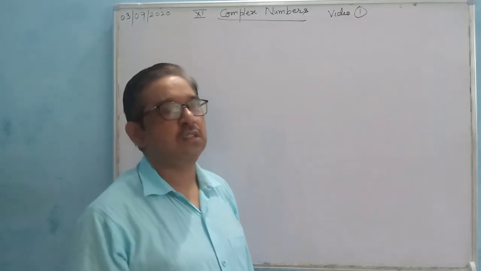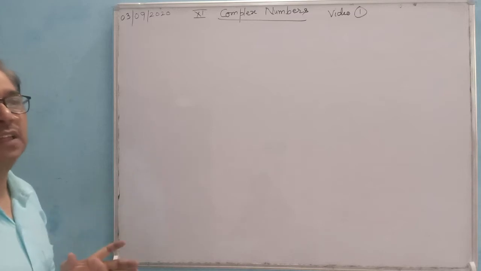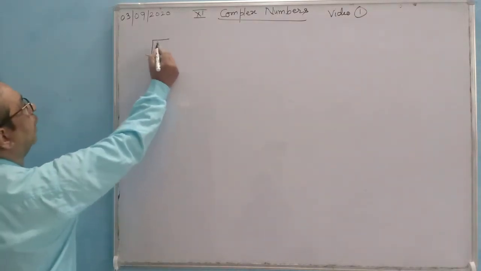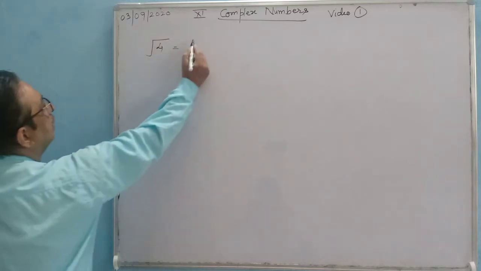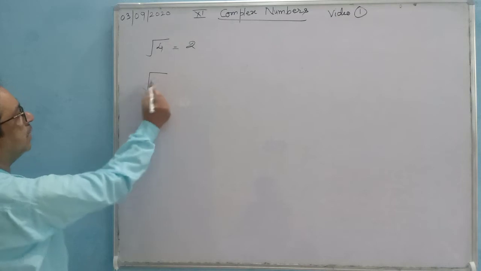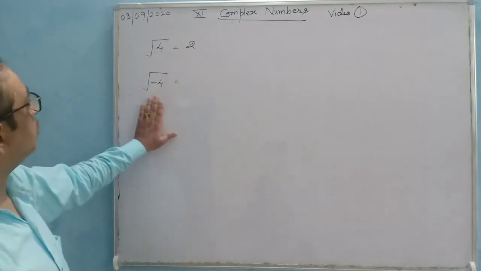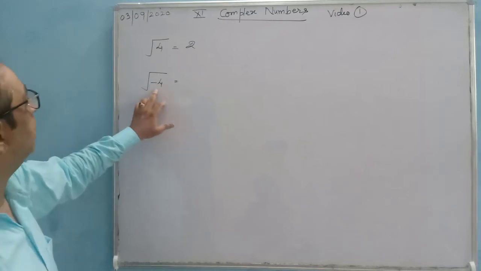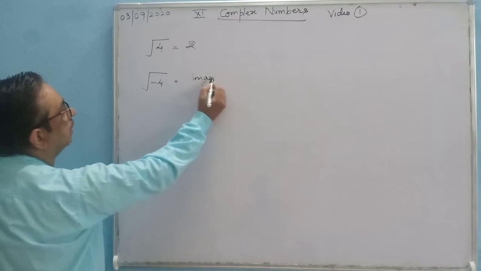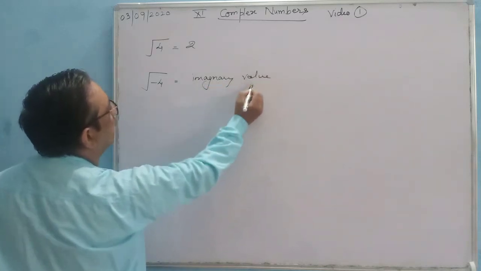Good morning, students. Now we discuss complex numbers. What do you mean by a complex number? Suppose we find the square root of 4, it is 2. But if we find the square root of minus 2, in case the number under the square root is negative, this is an imaginary value. What do you mean by the imaginary value?